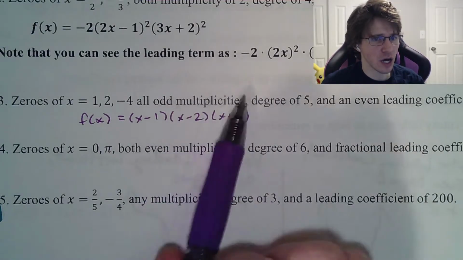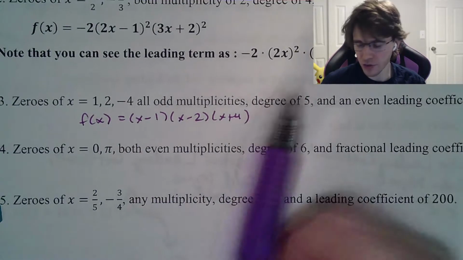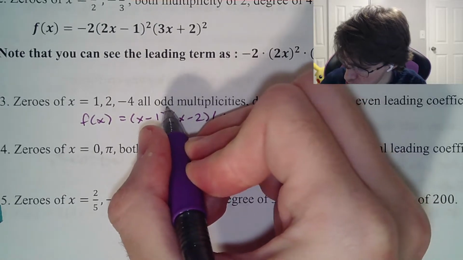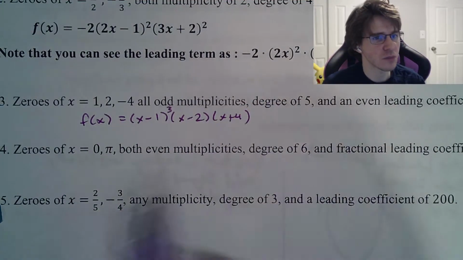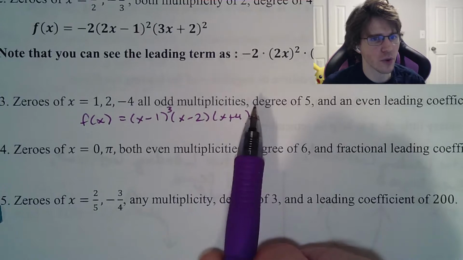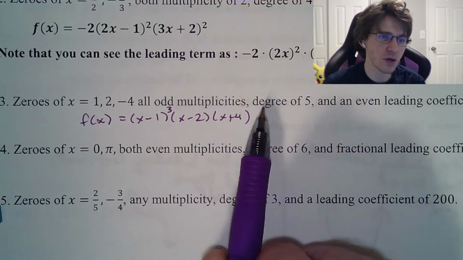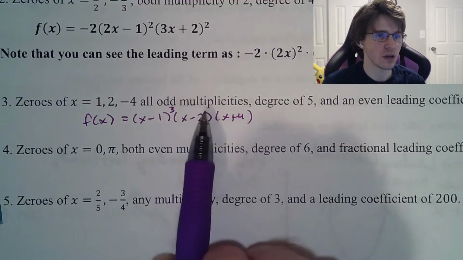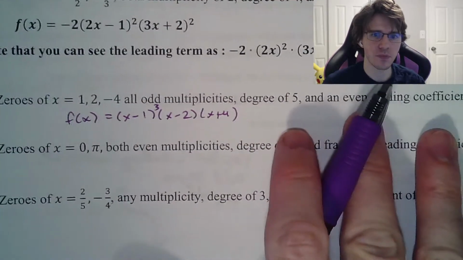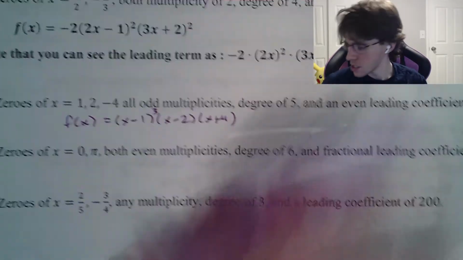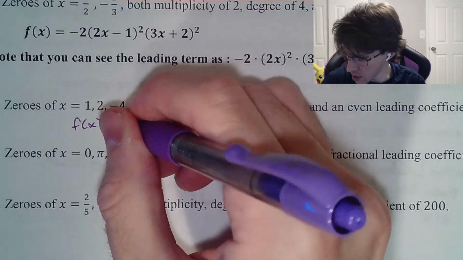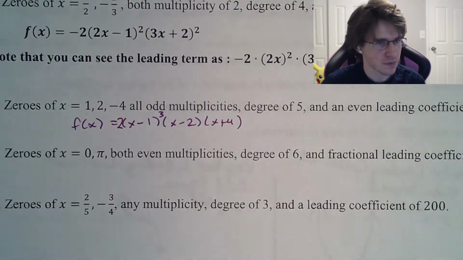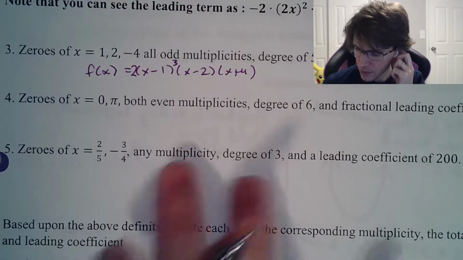But it says all odd. That means I've got to change one of these to a 3. I am arbitrarily going to choose the first one. You could have easily put the 3 right here or right here. Please note you couldn't do it on all of them, though, because then the degree would be 9. So the idea, again, 3 and 1 and 1 is 5. And an even leading coefficient. If it wants us to have an even leading coefficient, put a number in front that's an even number. How about a 2? Easy peasy. There's my answer. Next problem.